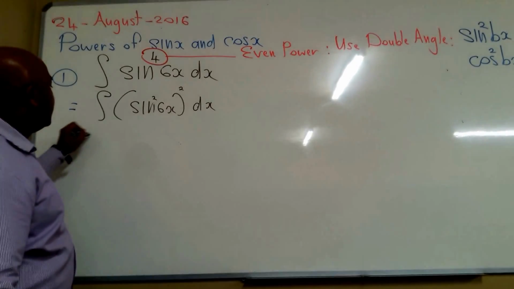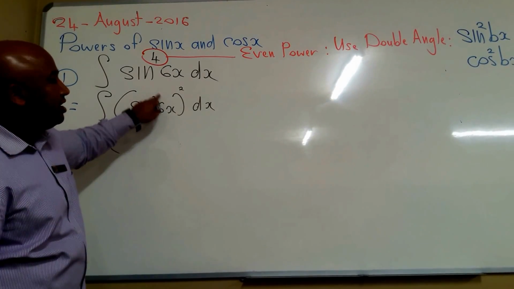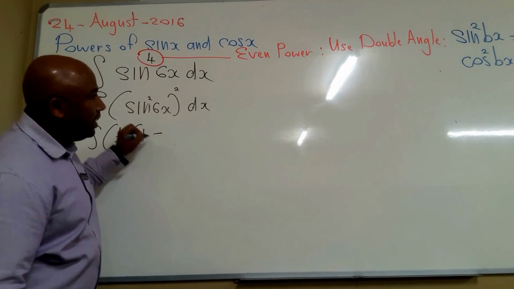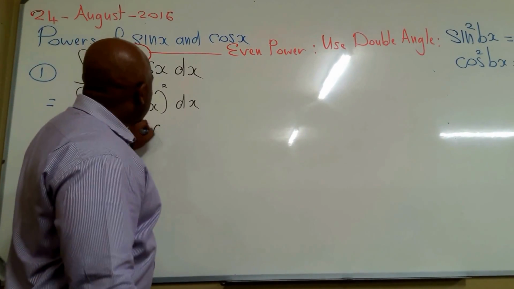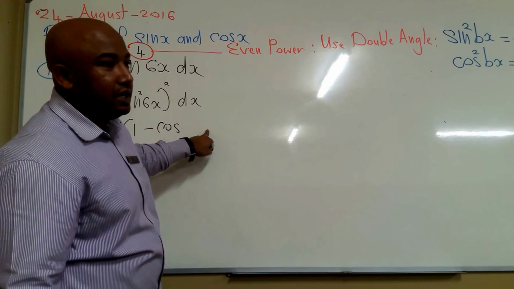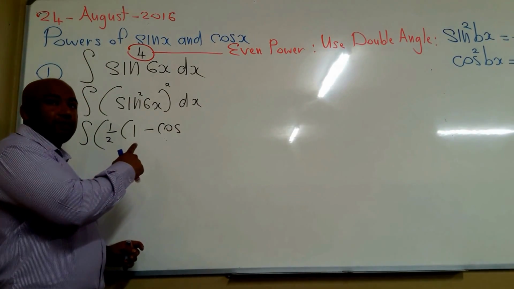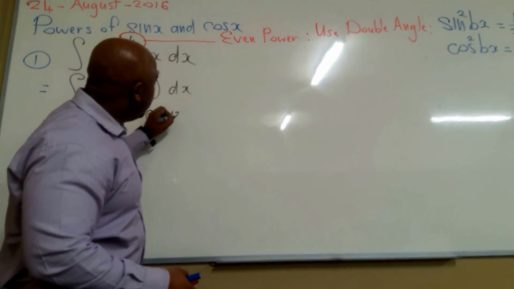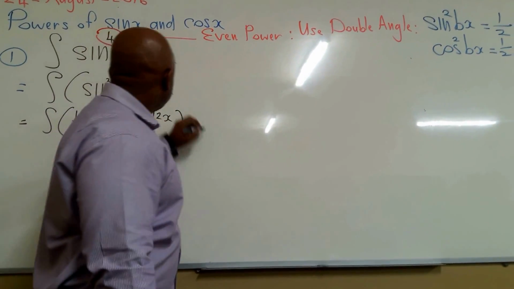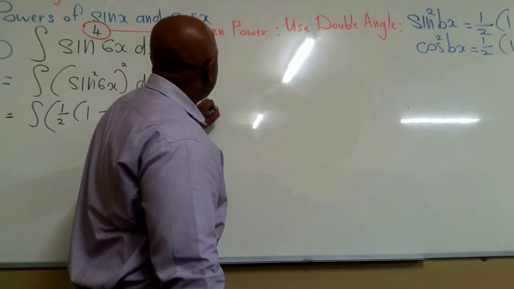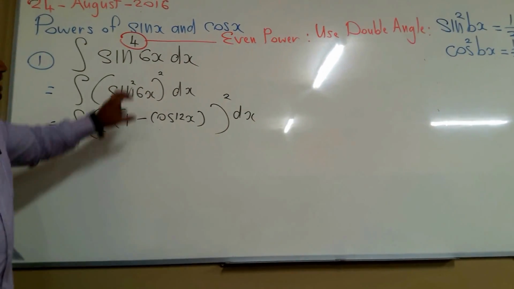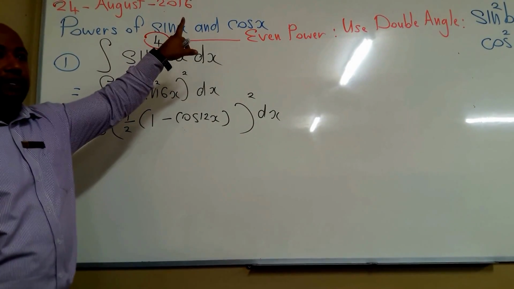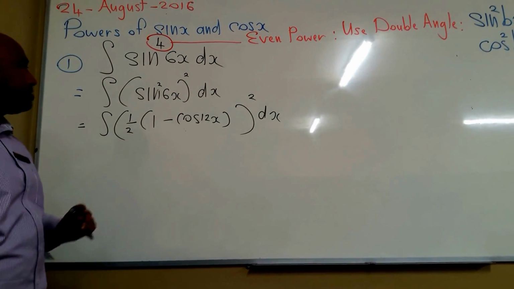So now let's apply that formula. Sine squared of bx, sine squared of 6x, that will be half into 1 minus cos of 2 times b. So what is b here? B is 6. So 2 times 6 will be 12x. And this whole thing has to be squared. All I did was rewrite sine squared in a different form. But remember, sine squared has to be squared. Now, we need to square this.